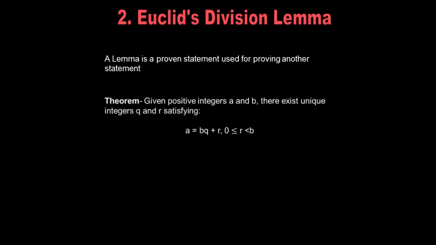Now we'll cover the second topic, that is Euclid's division lemma. First of all, we should know what lemma means. Lemma is a proven statement which is used for proving other statements. So the theorem is, given positive integers a and b, there exist unique integers q and r satisfying a is equal to bq plus r, where r is greater than or equal to 0 and less than b.